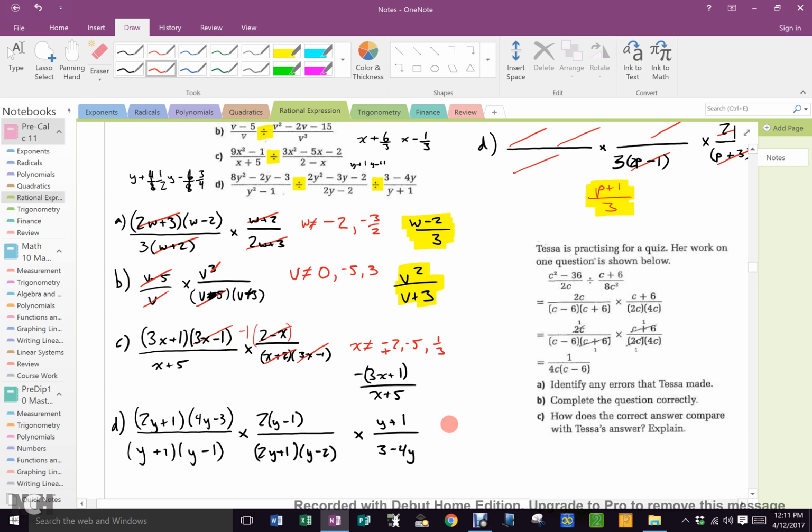Now I can do my restricted values. It can't be plus or minus 1 because of there. We already covered the plus 1 there. Can't be negative 1/2. Can't be positive 2. We already covered the minus 1 there. And here, y can't be 3/4.